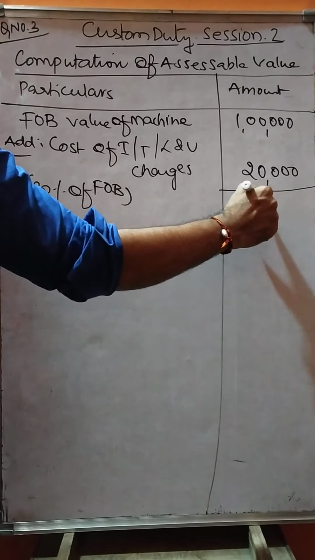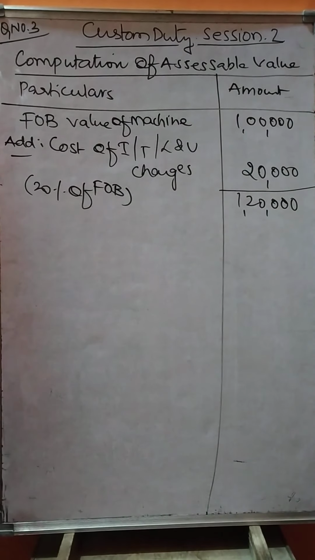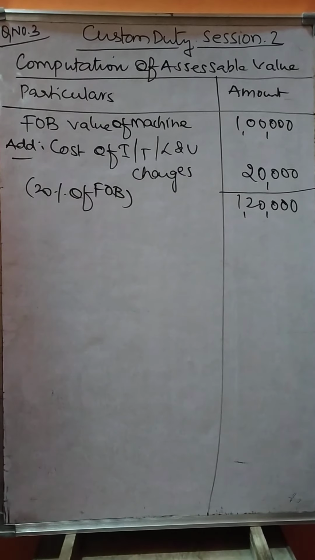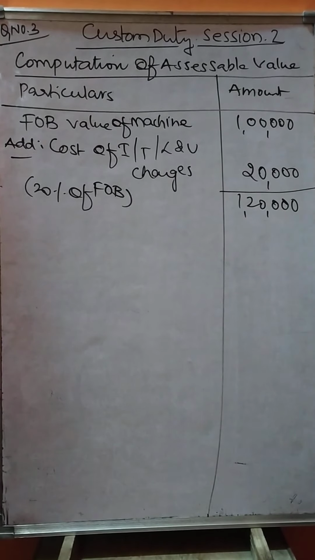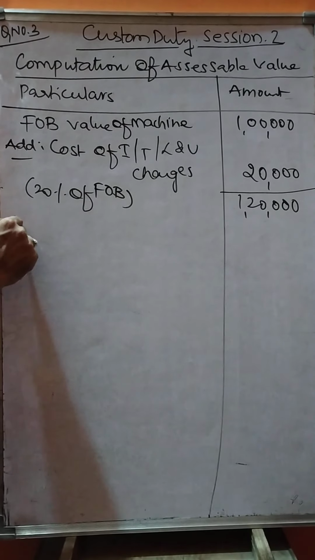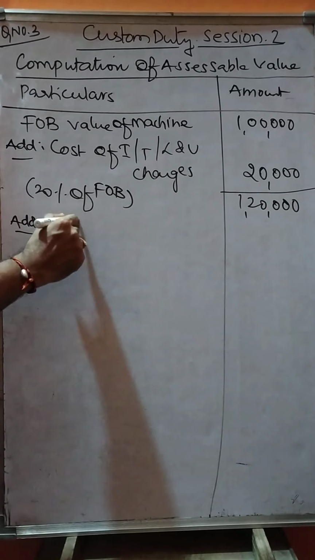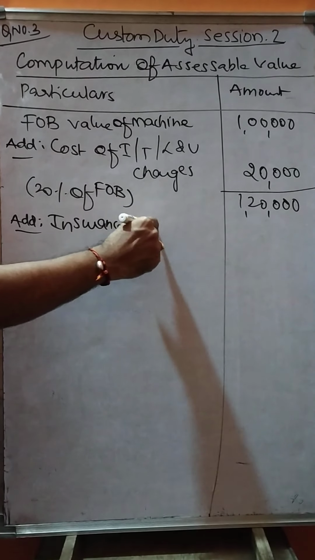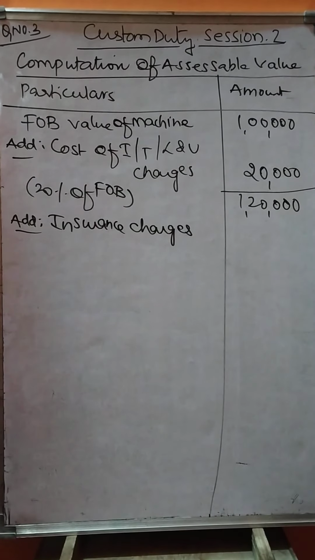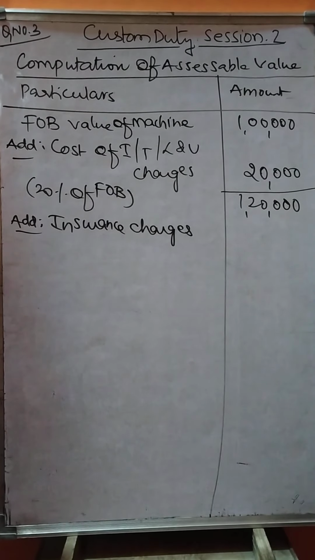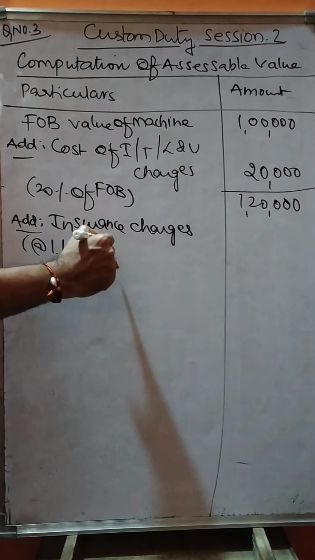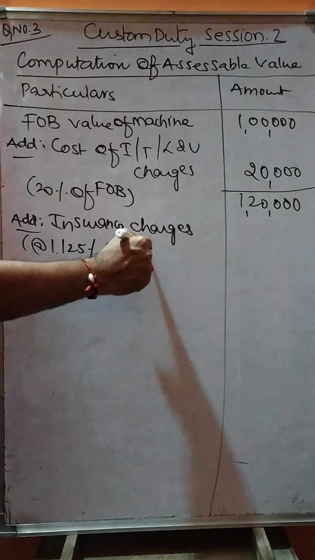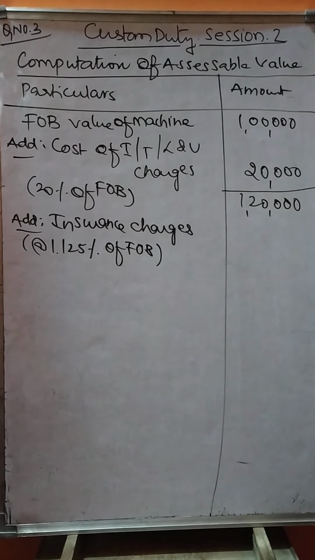So 1,20,000. For this, we are adding unloading charges and handling charges at the place of importation. So at the place of importation, we are not considering because it is spent after importation. And we are adding insurance charges. Any idea what percent is to be taken? It is to be taken at the rate of 1.125% of FOB value. Whenever insurance charges are not given, they are called as unascertainable value.